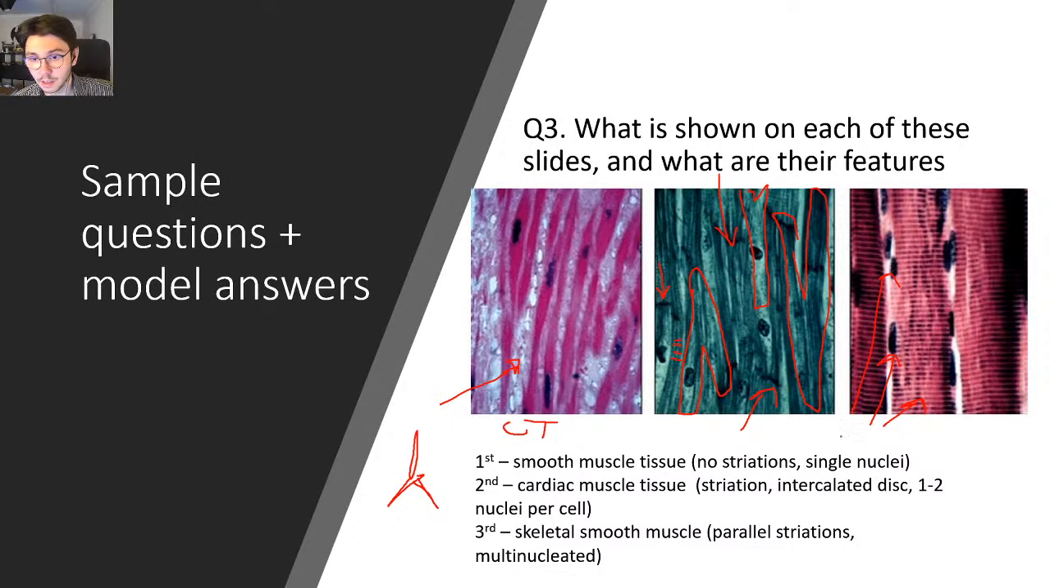If you see striations, think skeletal or cardiac, and then you look for the shape. Is it a Y shape? It's cardiac. Are there a lot of nuclei? Skeletal. Are there 2 or 1 or 2? Then it's cardiac. And if it's just 1 per cell, then that's smooth muscle.